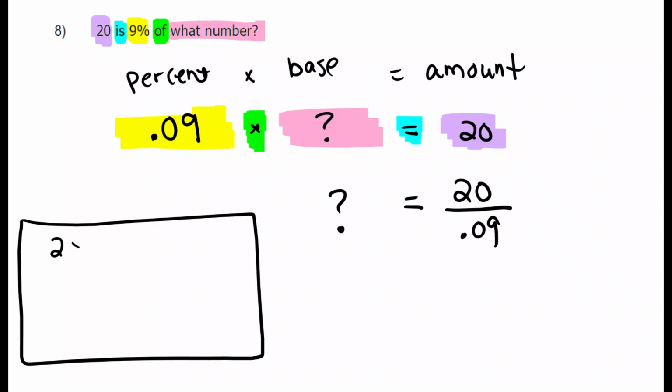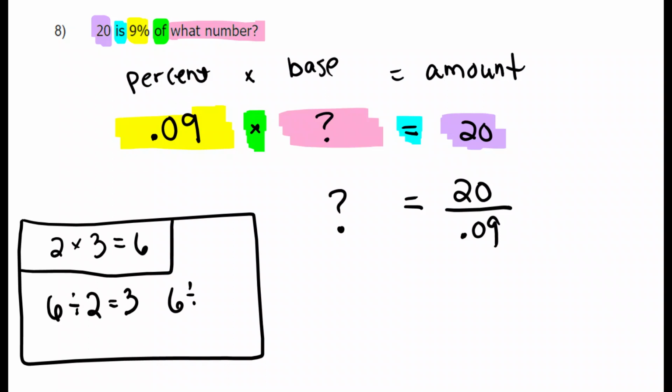Remember in class I told you, I think I used the example of 2 times 3 is equal to 6. You can take any multiplication problem and create 2 divisions. If I multiply 2 times 3 and get the 6, I can take the 6, divide it by the 2 to get the 3, or I can take the 6 and divide it by the 3 to get the 2. So in this case, since I've got 0.09 times some unknown number and I know the answer is 20, I can take the answer of 20, divide it by the 0.09, and that'll give me the number I'm looking for.